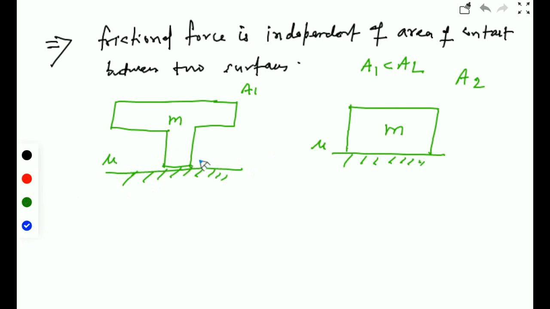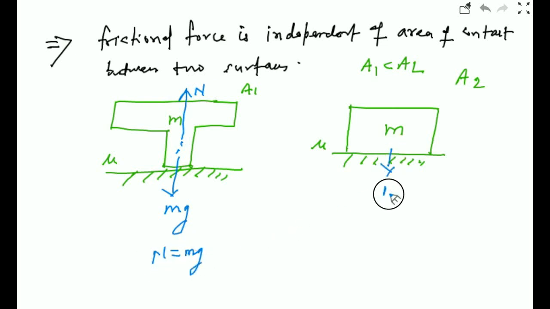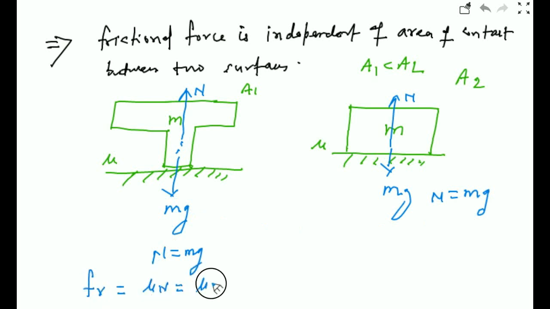Now let's find the friction force. Here mg acts in the downward direction and the normal reaction force in the upward direction, so N equals mg. Similarly in the other case, N equals mg. The friction force equals mu into N, that is mu into mg, and in the other case also the friction force equals mu into N, that is mu into mg. So you can say the friction force is exactly the same, but you can see the contact area is large here. So friction force is independent of the area of contact between the two surfaces, and only depends on mu.